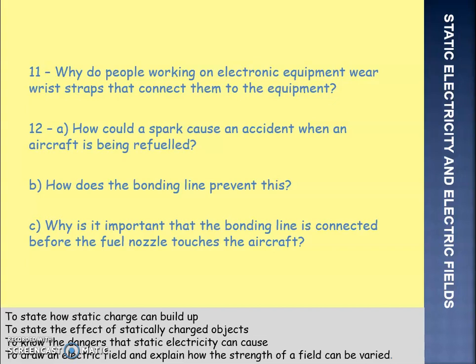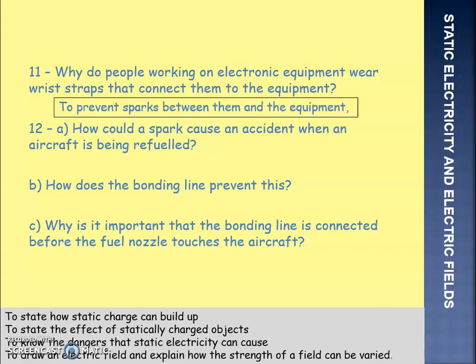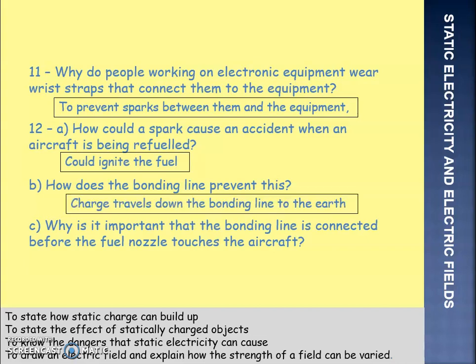Okay, question 11. People working on electric equipment wear wrist straps that connect them to it because it prevents sparks between them and the equipment, which could damage the equipment. How could a spark cause an accident when an aircraft is being refueled? It could ignite the fuel. How does the bonding line prevent this? Charge travels down the bonding line rather than to the fuel.